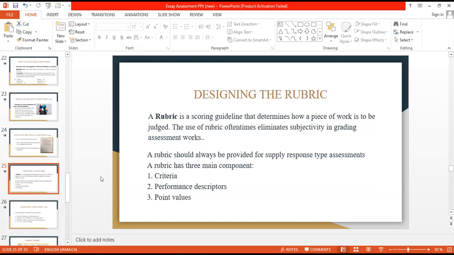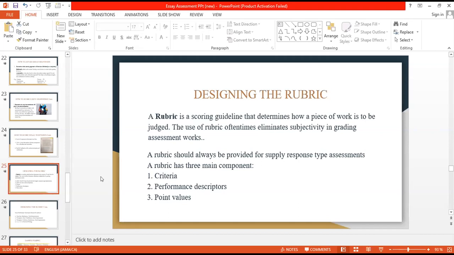Now, a very important aspect of essay writing and assessing an essay is the rubric part of it. Now, what's a rubric? A rubric is a scoring guideline that determines how a piece of work is to be judged or evaluated. The use of a rubric oftentimes eliminates subjectivity in grading assessment work.